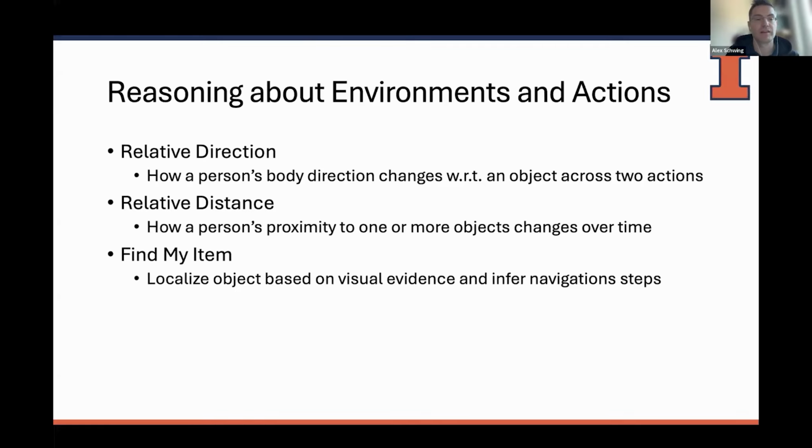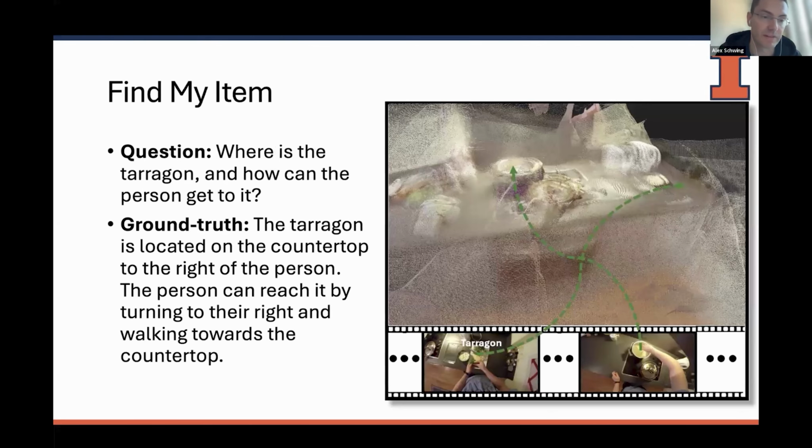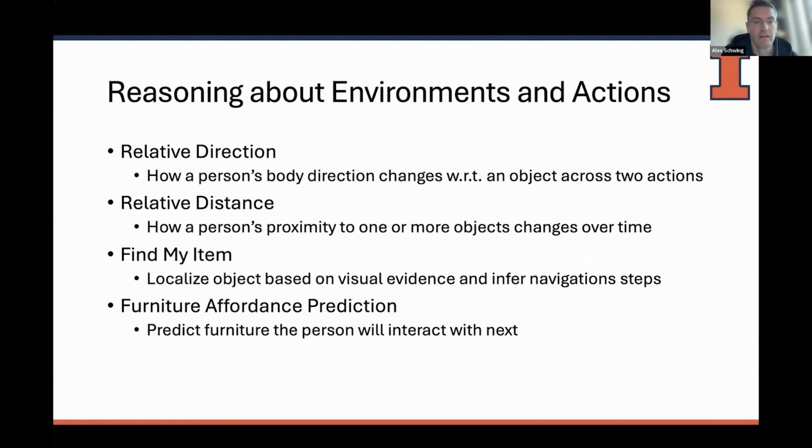Yet another task is find my item. So we are interested in localizing objects based on visual evidence and inferring navigation steps towards these objects. And the objects may not be visible within the current observation, but might only be visible in the global 3D scene representation. And there's an example, where's the tarragon and how can the person get to it?